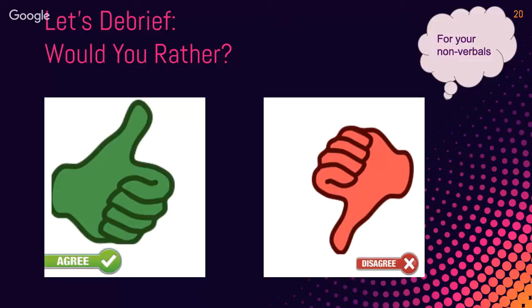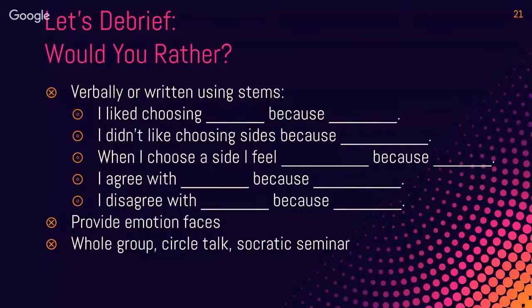Just for our nonverbals, what's a way that we can modify our demonstration of learning, our demonstration of knowing what we're doing? How can we modify that for our nonverbals? And so I think having picture cues would be a way to do that for them. So the debrief, again, verbally, written, or using stems.